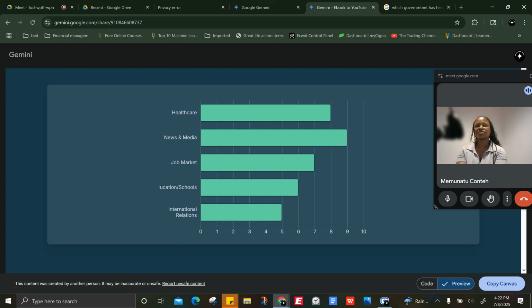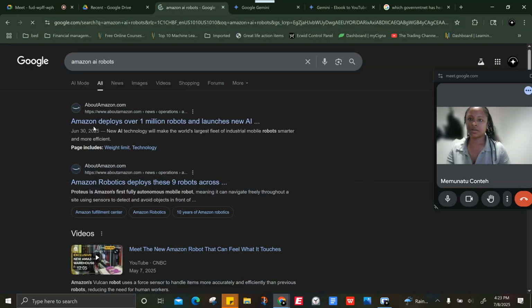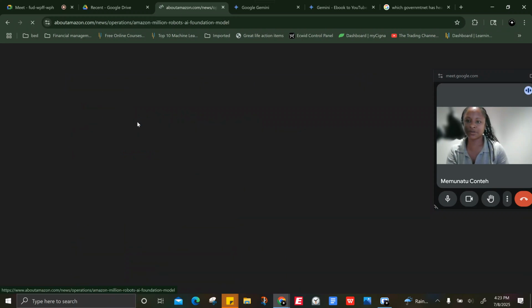But the job market, jobs are not being created as fast as jobs are being lost right now. So there are jobs out there though. So maybe we should all just go farming. This is a worldwide thing. It's not just the US. Amazon, let's see, oh my God, Amazon has deployed over 1 million robots. So this is Amazon News, right?